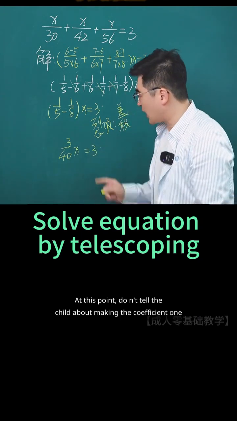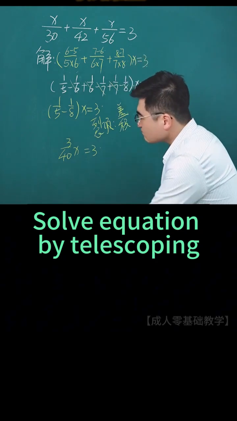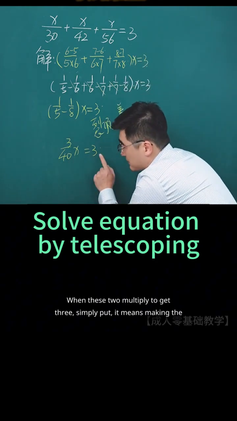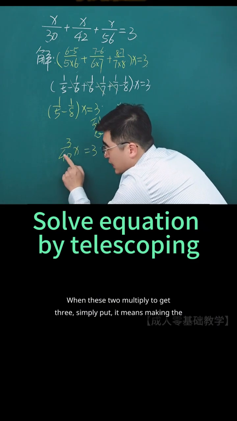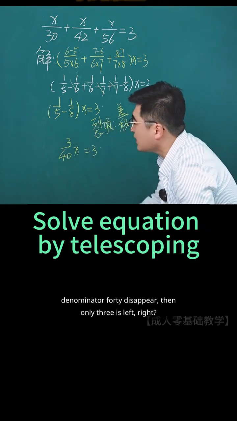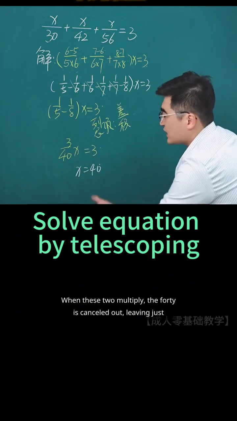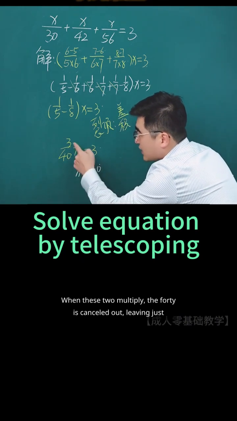At this point, don't tell the child about making the coefficient 1. Look at it from a different angle. When these two multiply, to get 3, simply put, it means making the denominator 40 disappear. Then only 3 is left, right? How can it disappear? Multiply by x, and x is 40. When these two multiply, the 40 is cancelled out, leaving just 3.